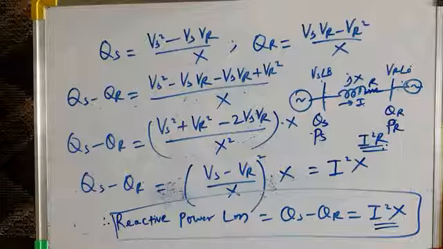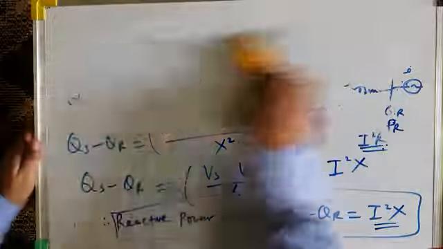So this was case A. Let us now consider case B. In case A, we have assumed delta equal to 0 degree.